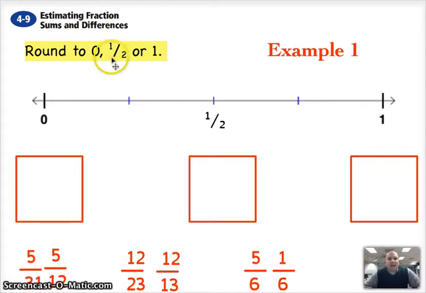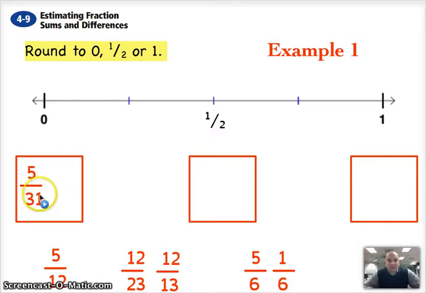Here we have a situation in which we're required to round to 0, 1/2, or 1. We're going to take these fractions and place them in the box. Either they're closer to 0, 1/2, or 1. I'm going to take 5/31 and look at this fraction. First thing I'm going to ask myself is, how far away is the numerator from the denominator? If it's very far away, meaning there's a big difference between the numerator and denominator, it's going to be closer to 0.